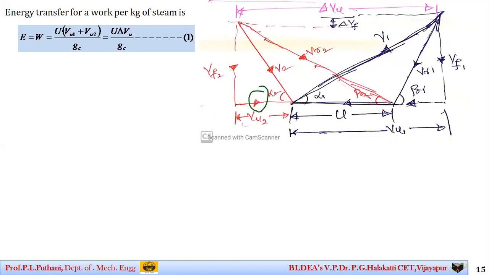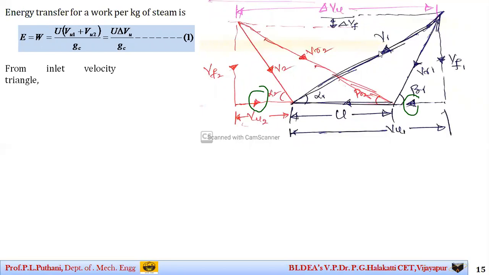This is the direction of VU2, this is the direction of VU1, they are in the opposite directions. So what happens? It is positive, or you can write it as U delta VU by GC. This is my equation number 1, from the inlet velocity triangle.